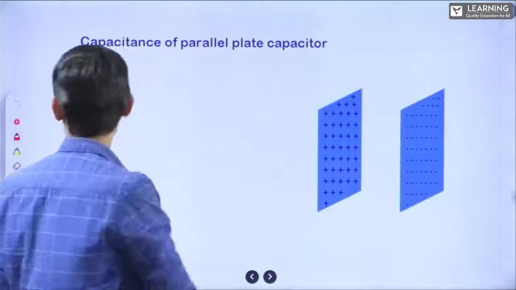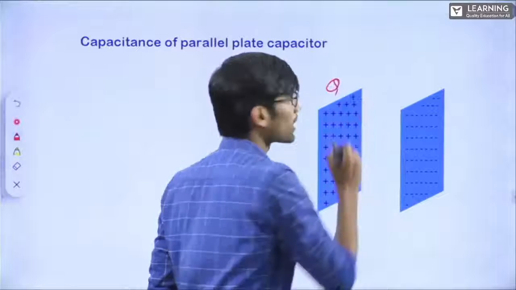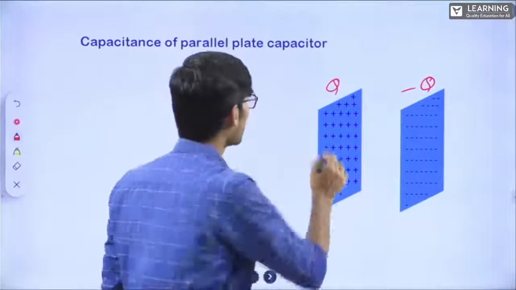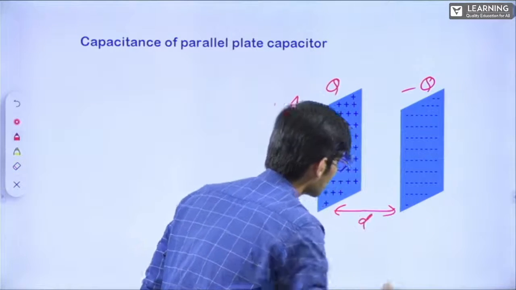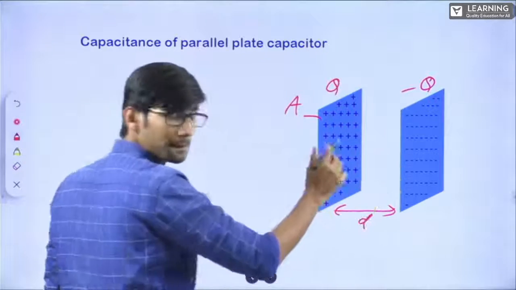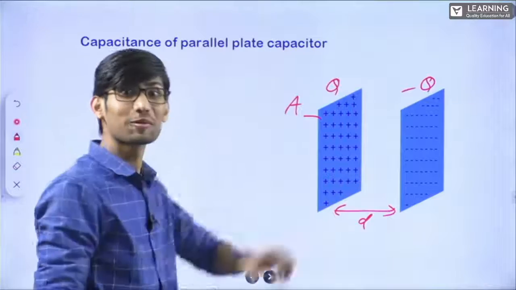Now suppose this is a parallel plate capacitor. It has some charge Q, so this will have a charge minus Q, correct? Area is A, separation is D. Now, if I want to write the electric field between these two plates, we have already done one question, right?